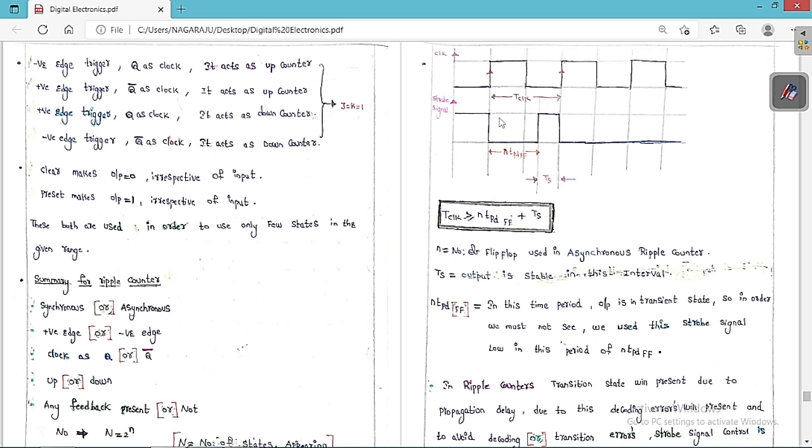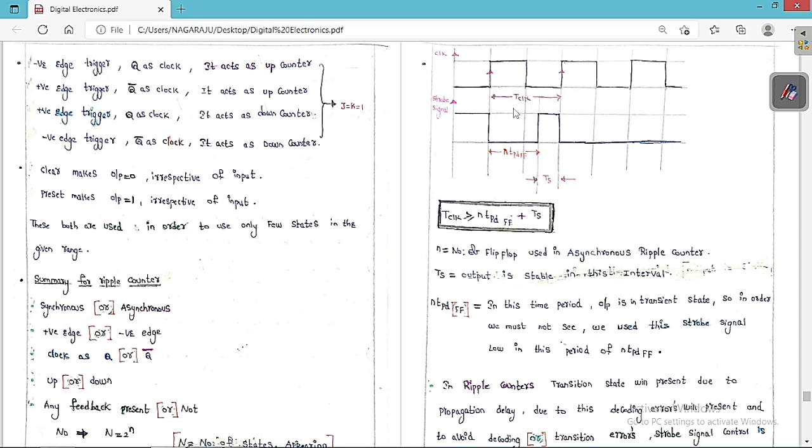Then see here, basically there is a strobe signal. The strobe signal we are going to give here in this format. So in one clock time period, the first part is called N TPD-FF and this is called TS.